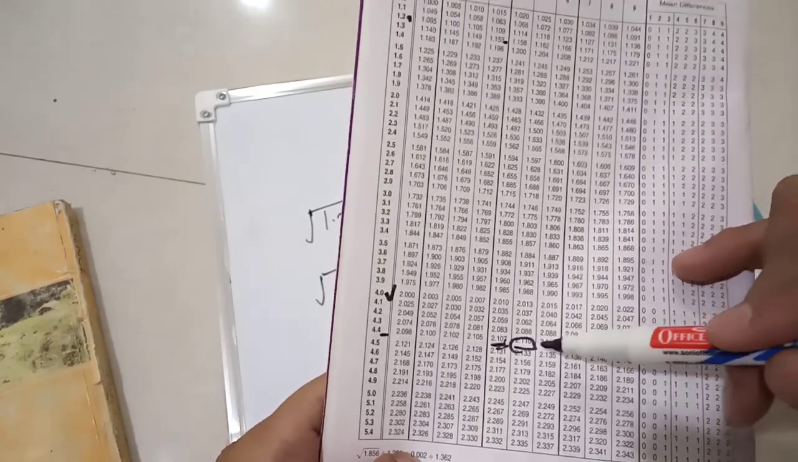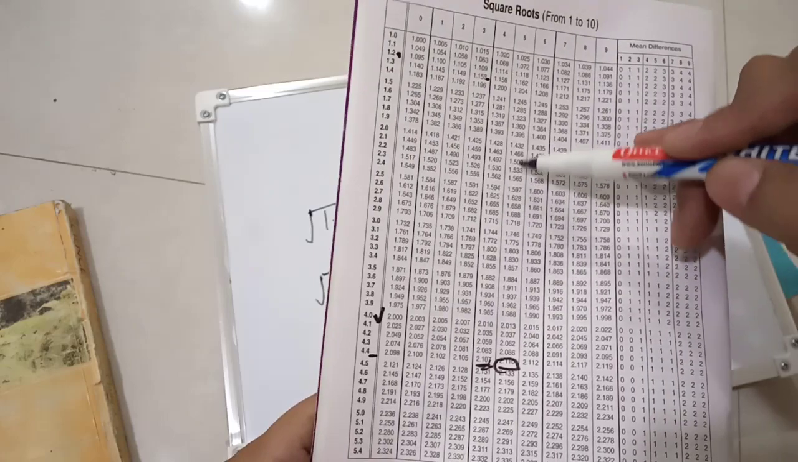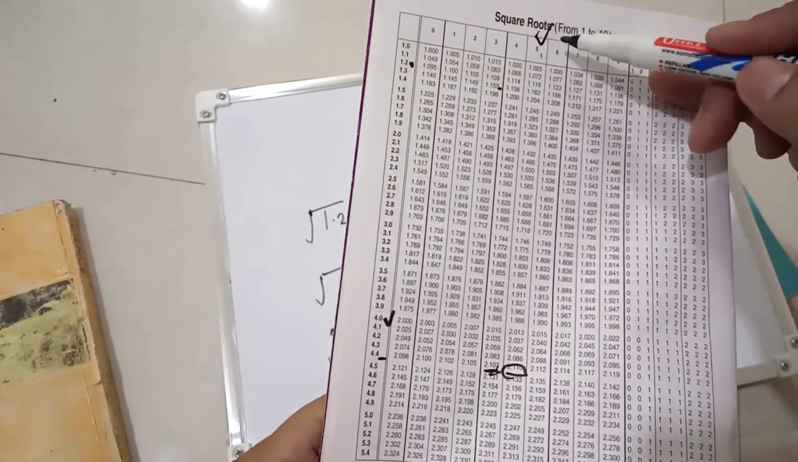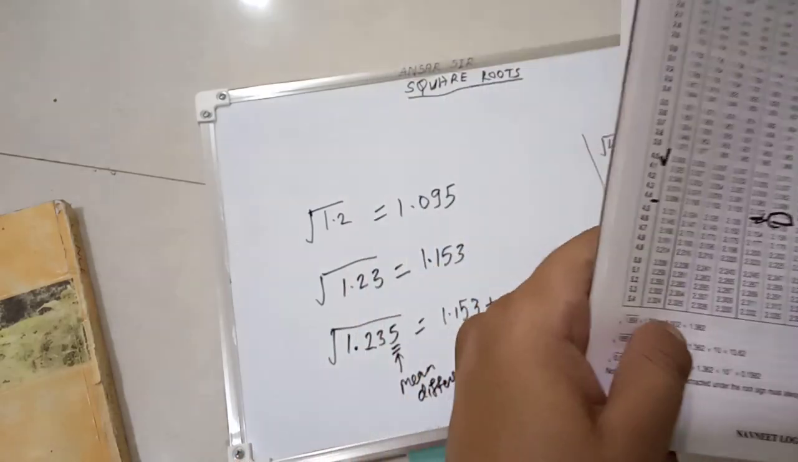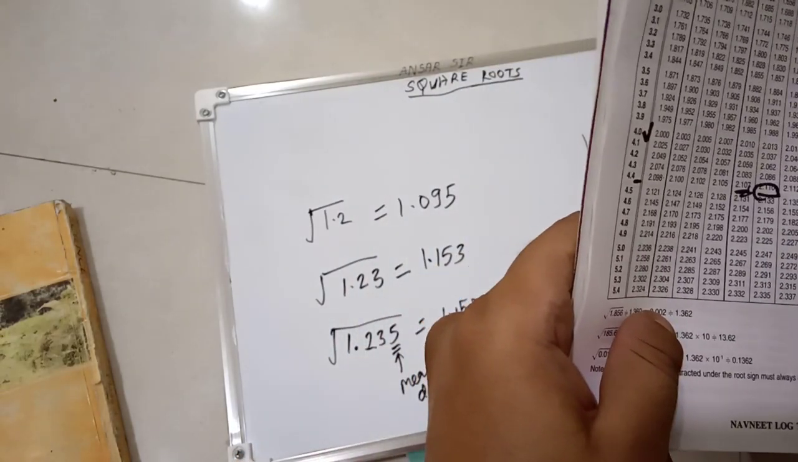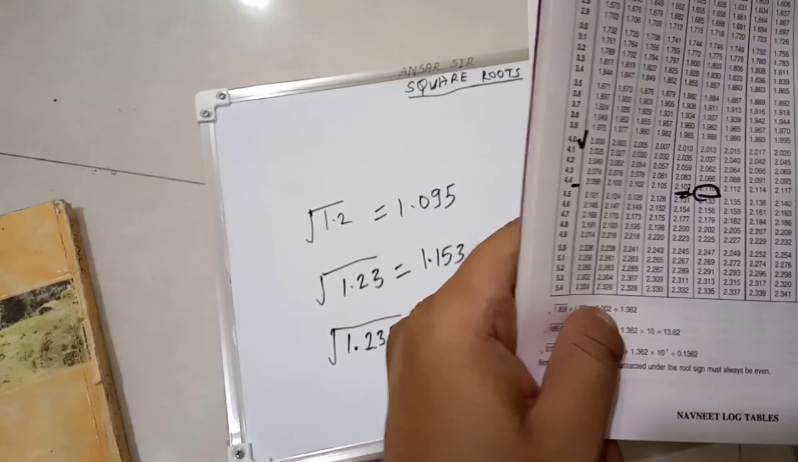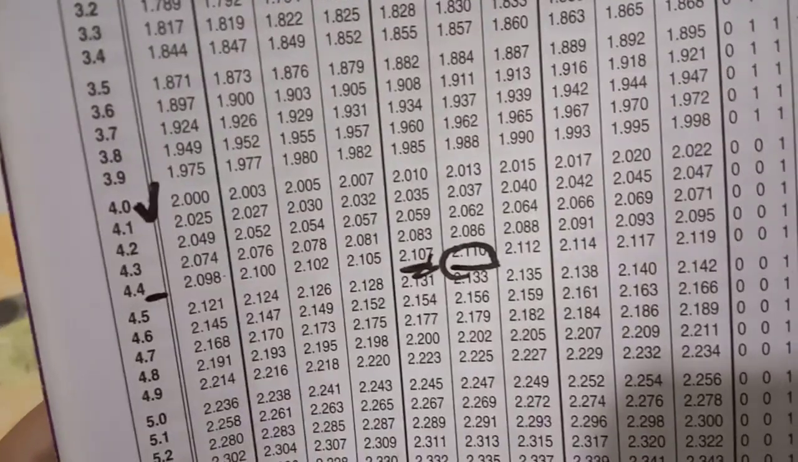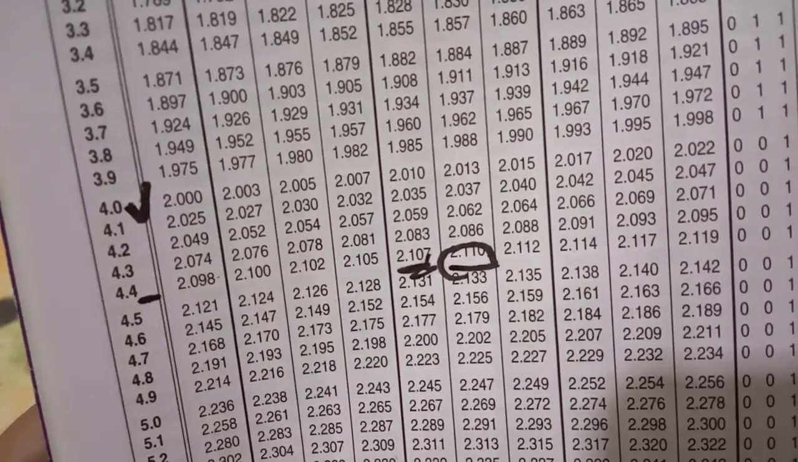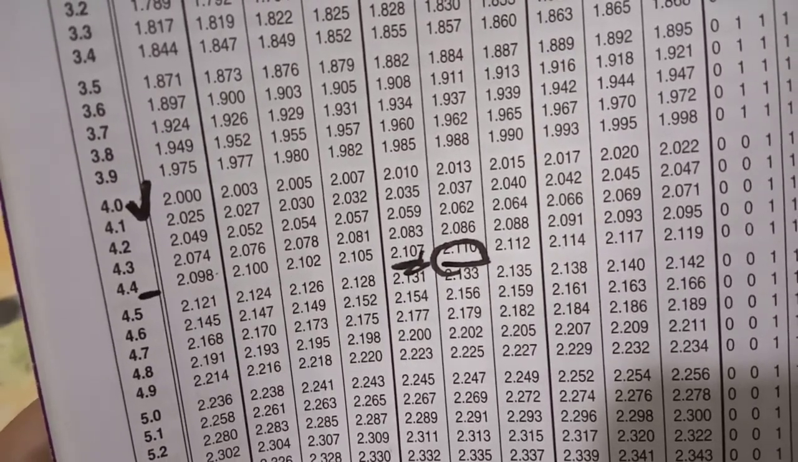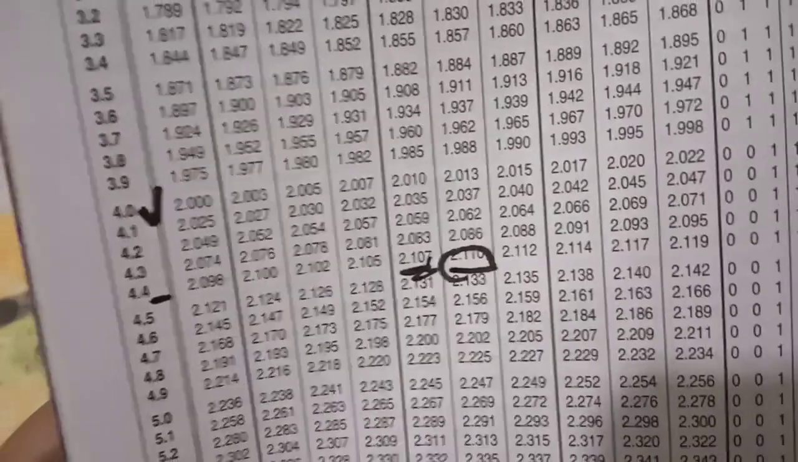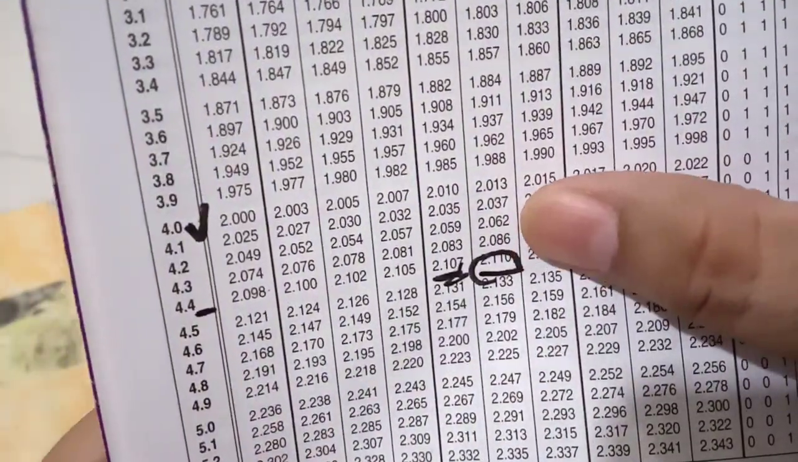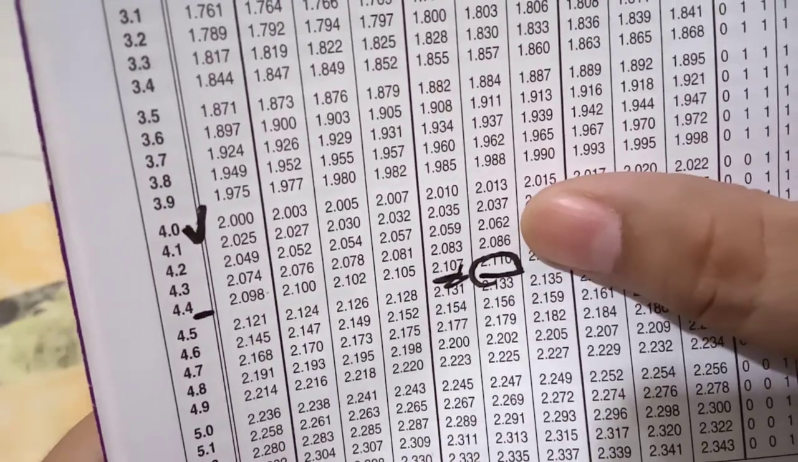So 4.45, this is it. If you go to the top, this is 5. So the value of 4.45 is here, and that value is 2.110. I had disturbed that value. If you want to find out the square root of 4.45, the value will be 2.110.